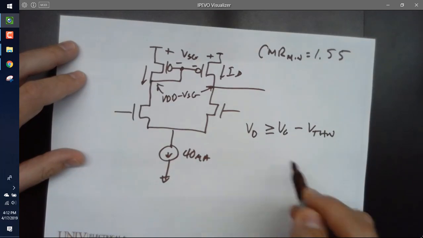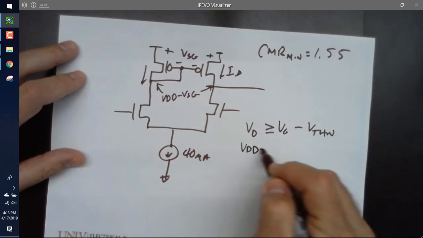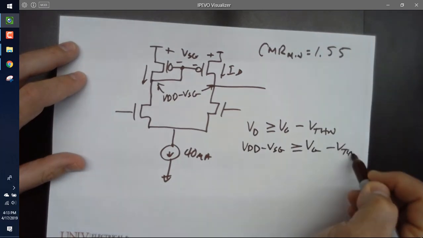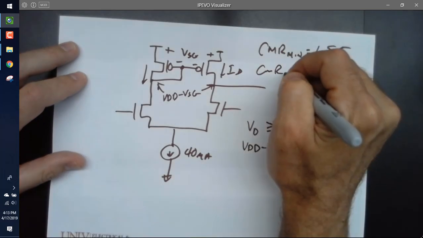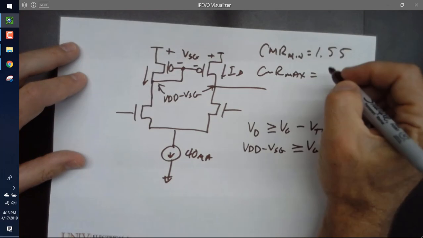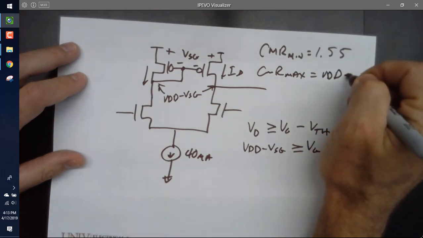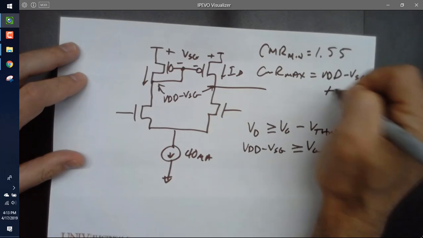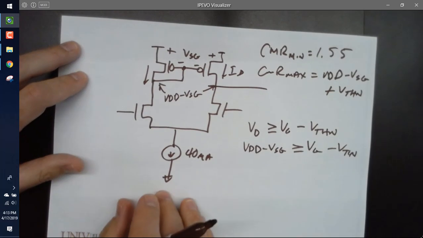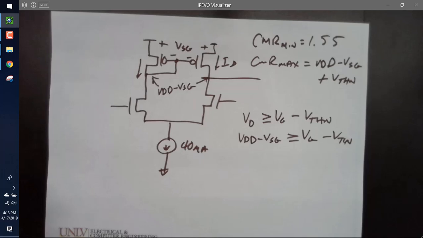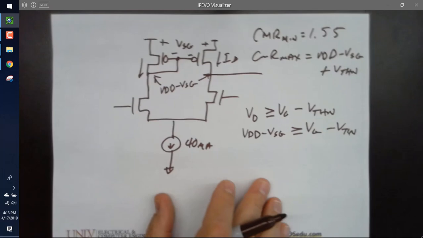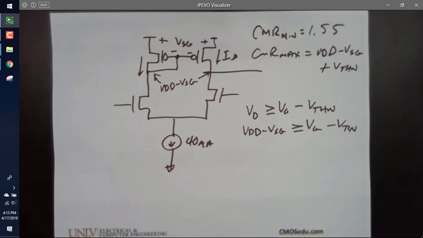But now VD is what? That's greater than or equal to VG minus V threshold N. So common mode range max equals VDD minus VSG plus, boom, done. Yay or nay?